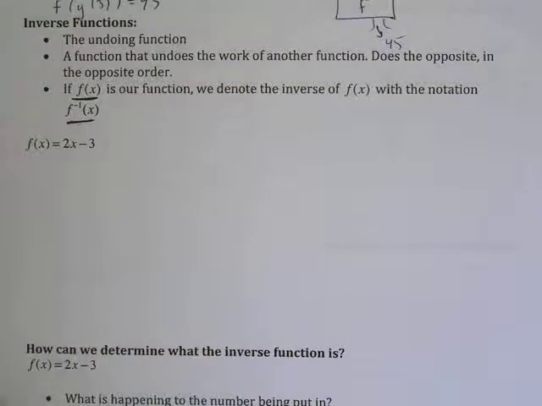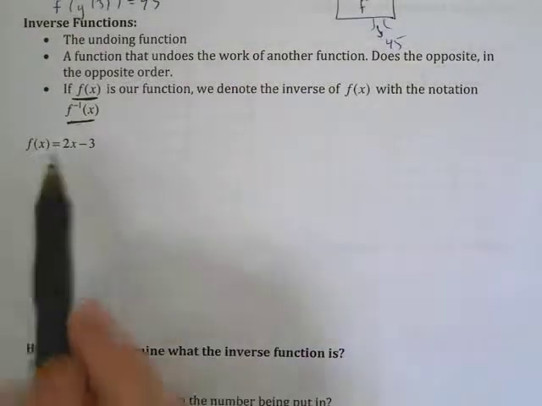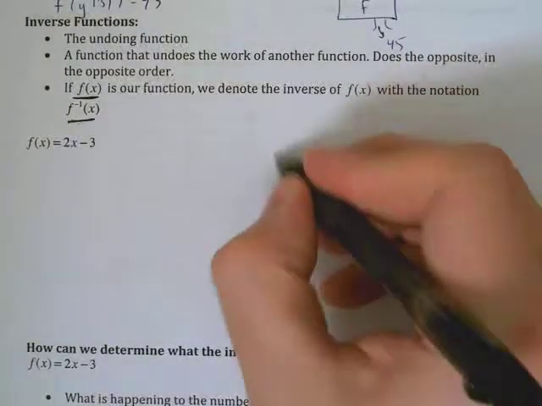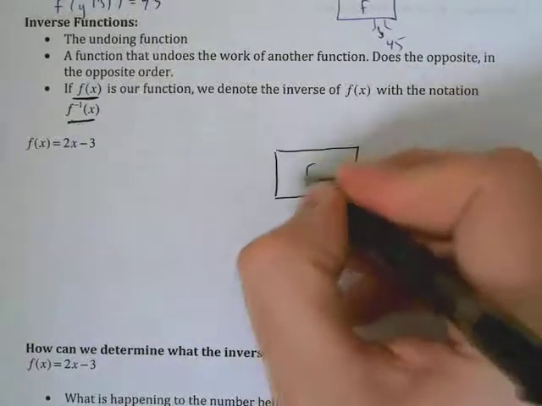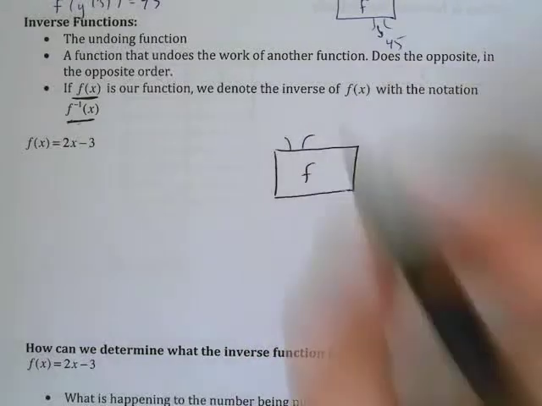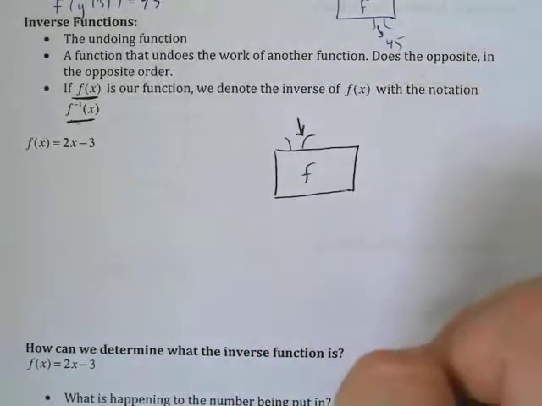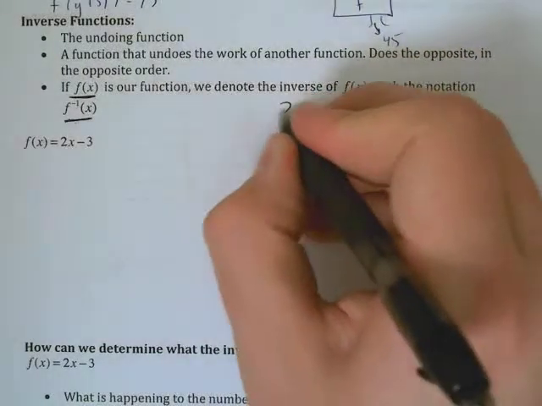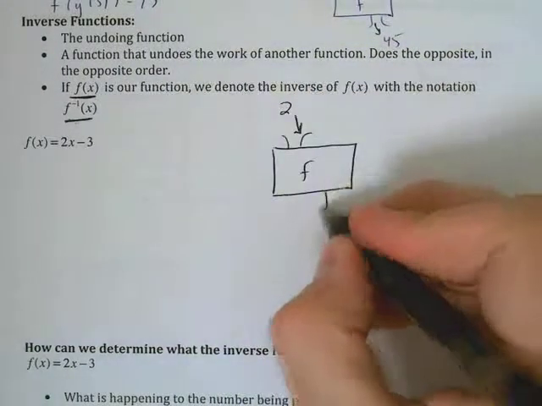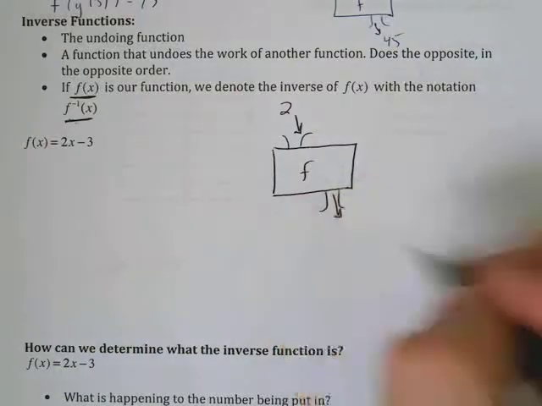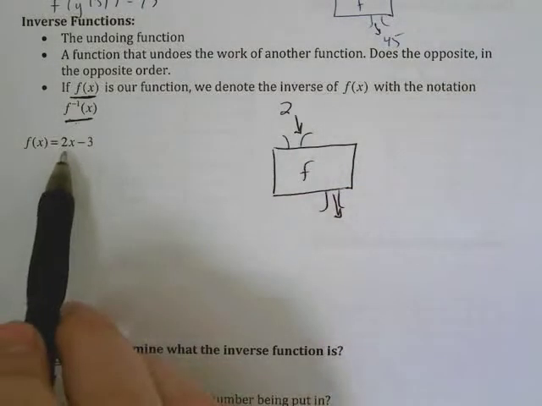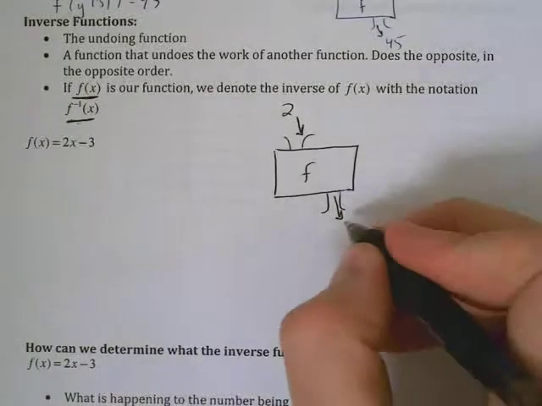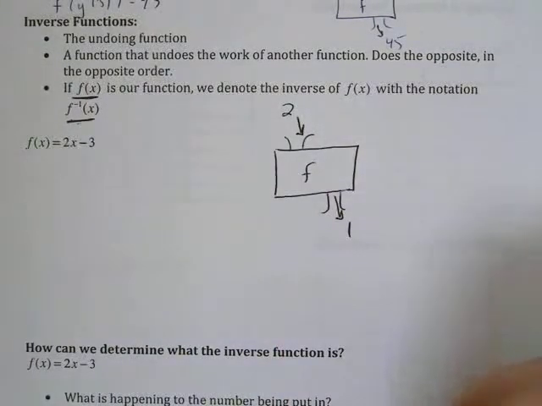Let's first talk about this function, f of x equals 2x plus 3. We have this function f, which we'll give a box, and we put numbers into the function. Let's give an example number: 2. If we put 2 into that function, it's going to perform some work. It's going to multiply that number by 2, and then add 3 to it. That's the machine's job. And out comes a 7.